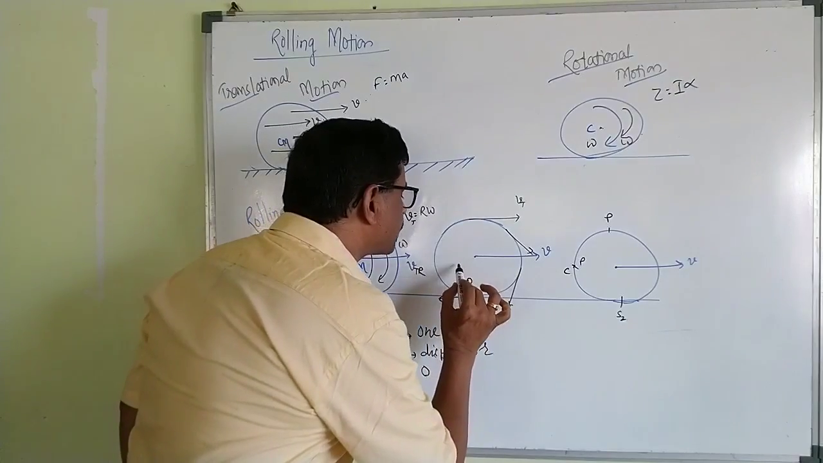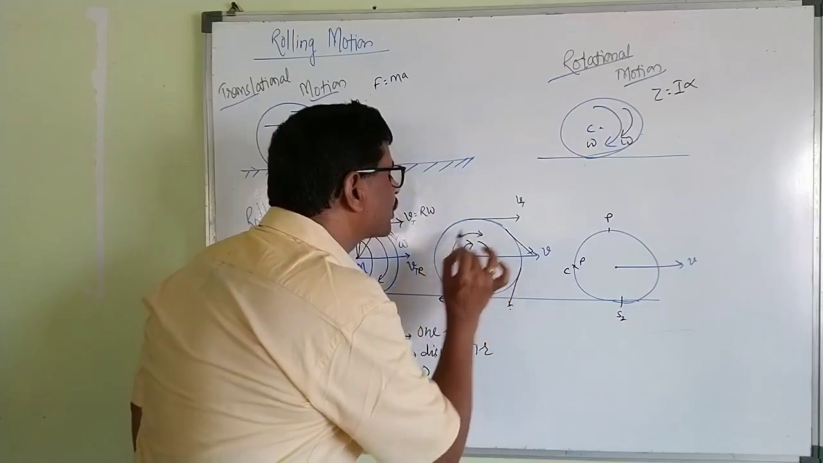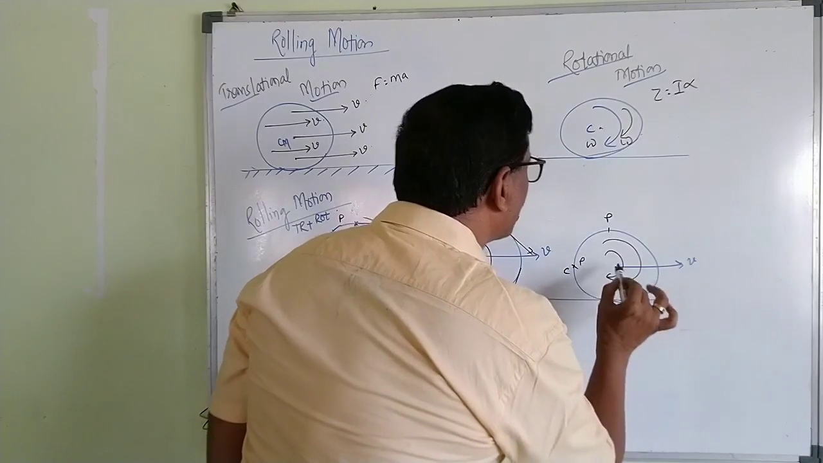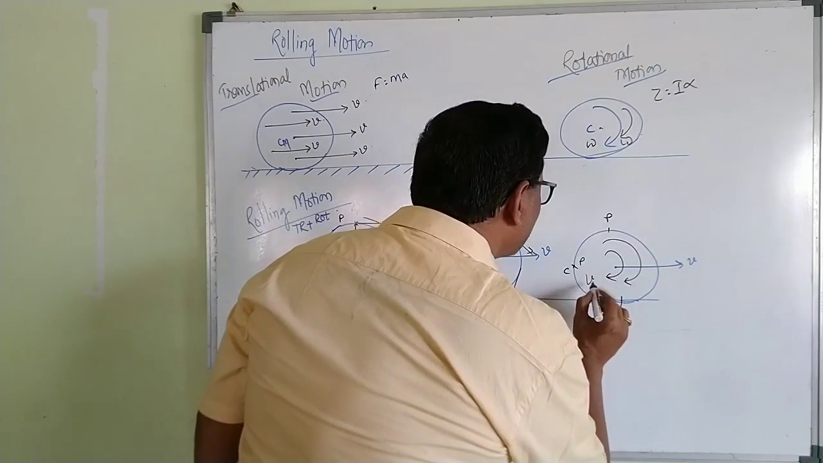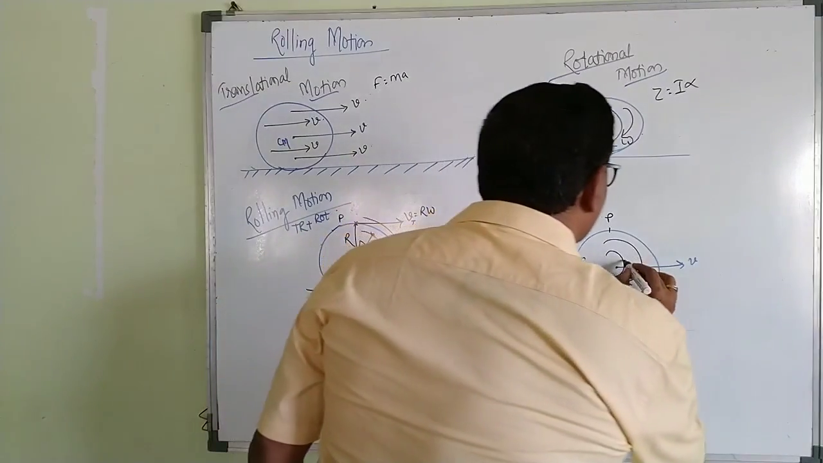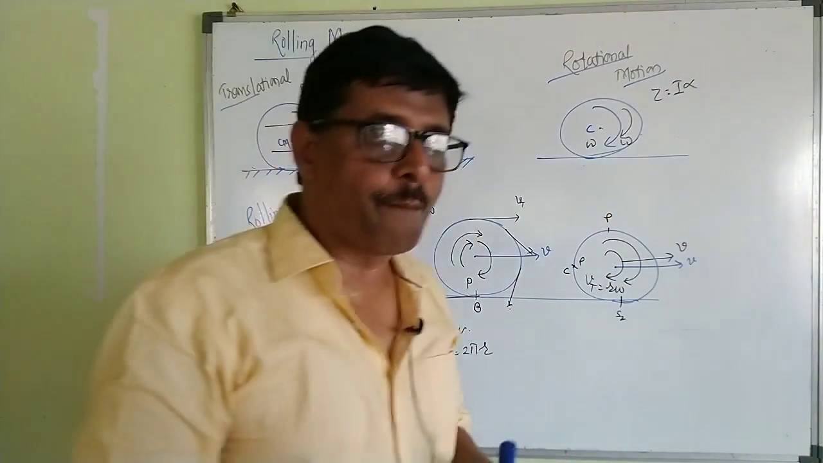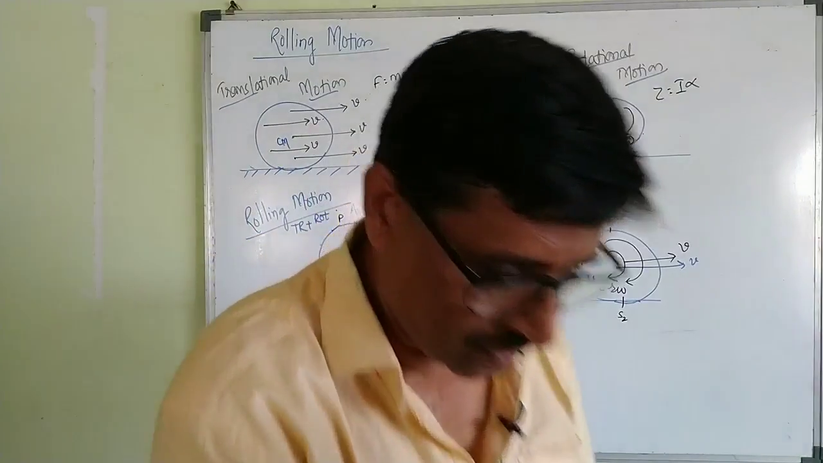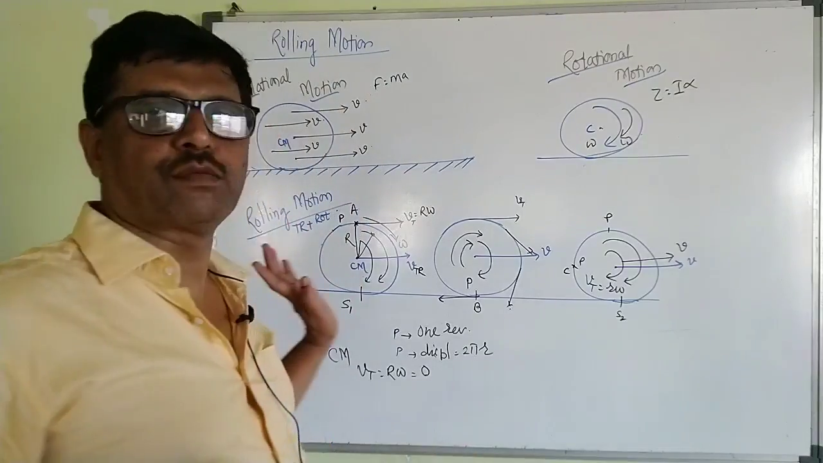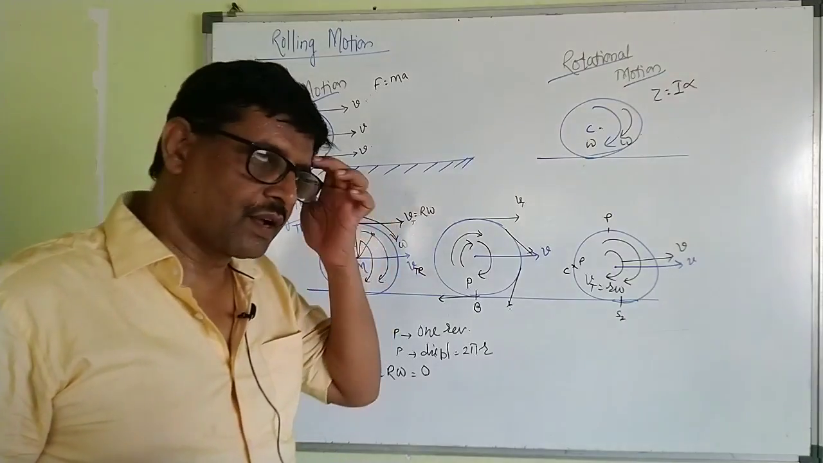But what about the rest of the points? They are moving along the circle, and at the same time moving ahead. They are moving along the circle with tangential velocity r into omega, and they are moving ahead with linear velocity v. The combination of translational motion along with rotation is the rolling motion. Therefore, what is rolling motion? It is translational motion plus rotational motion.